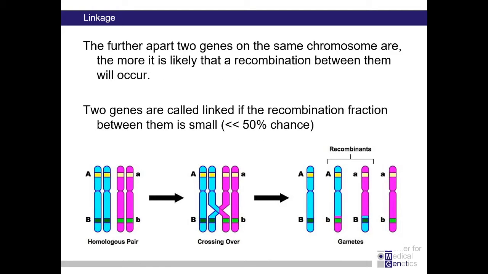The further apart two genes on the same chromosome are, the more likely it is that recombination between them will occur. Two genes are called linked if the recombination fraction between them is small. So it is a 50% chance. They are a homologous pair, AA, BB, and then they cross over. When they cross over, you can see that the legs have a change. Now you have big A, big B, big A, small b, small a, big B, and small a, small b. So the middle ones are the recombinants.